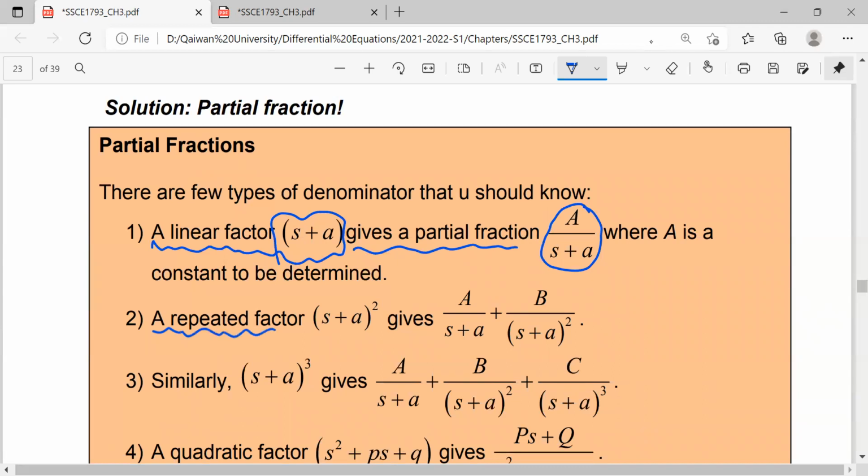For repeated factors, we say s plus a squared. If this is the denominator, it equals A over s plus a plus B over s plus a squared. And if this is cubed, that's A over s plus a plus B over s plus a squared plus C over s plus a cubed. And if this is to the power 4, we go up to power 4 for the denominator.